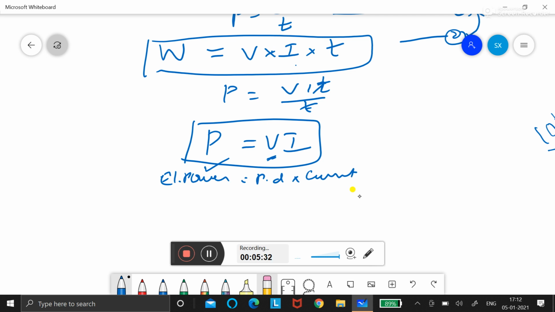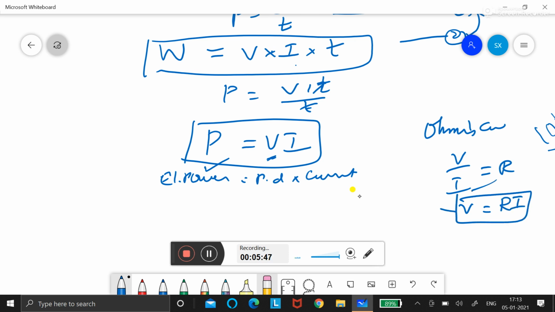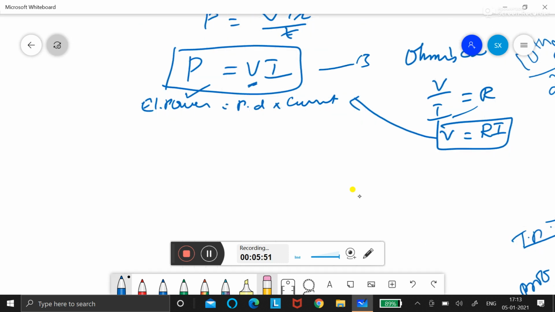Now suppose in Ohm's law, V by I is equal to R, right? Ohm's law says that V by I is equal to R. So V is equal to, when you cross multiply, RI will come. Substitute that V is equal to RI in this. Suppose you keep this as the third equation and substitute V is equal to RI in this, what will you get? P is equal to, instead of V you put RI, and already one I is there. So I square R, this is the other equation.